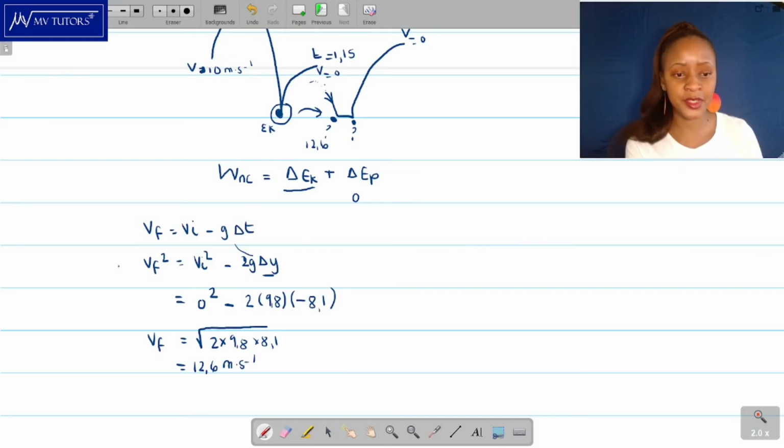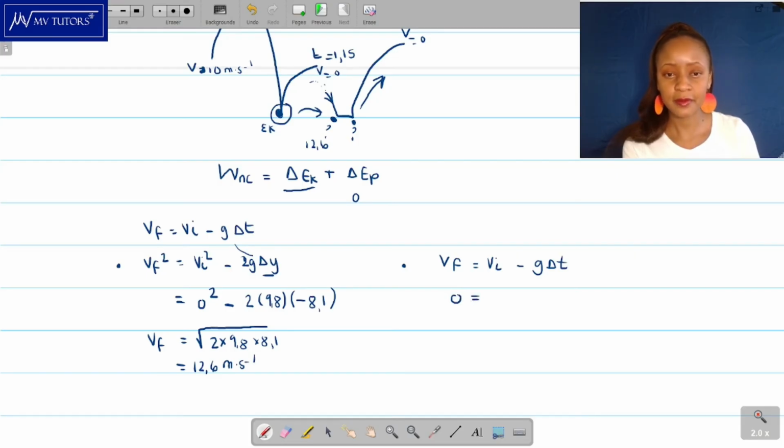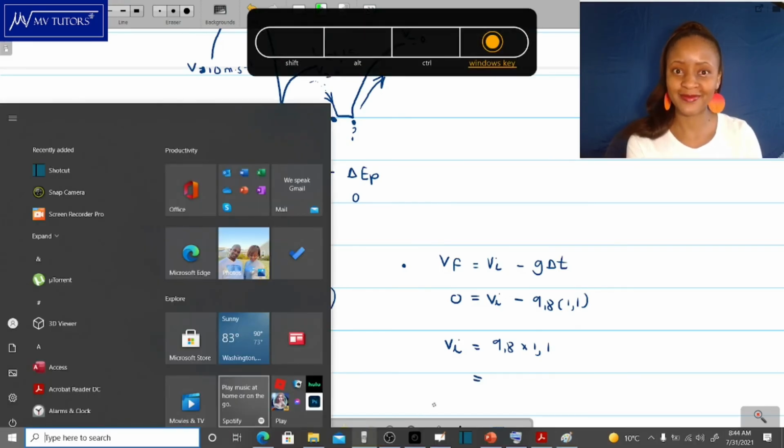Okay, so that was the first part. Then the second part, using this equation. Okay, and at this point, it's going up, right? So our final velocity is 0. Our initial velocity, that's what we're looking for. Okay, and then we have minus 9,8 and our time is 1,1. So then our initial velocity will be 9,8 times 1,1, and let us find out what that value is.